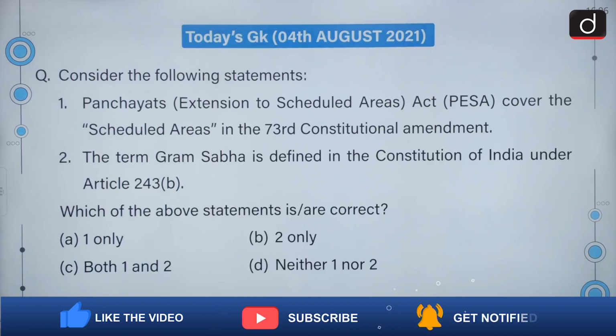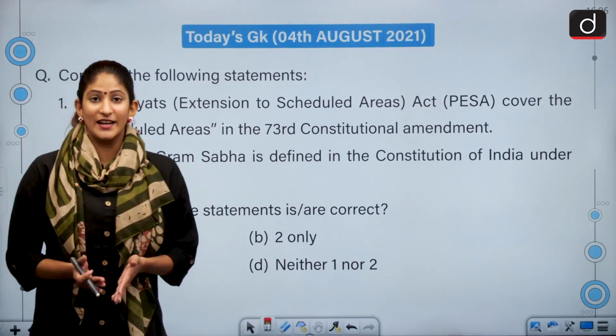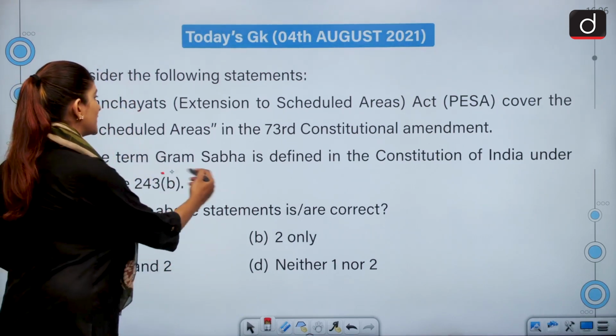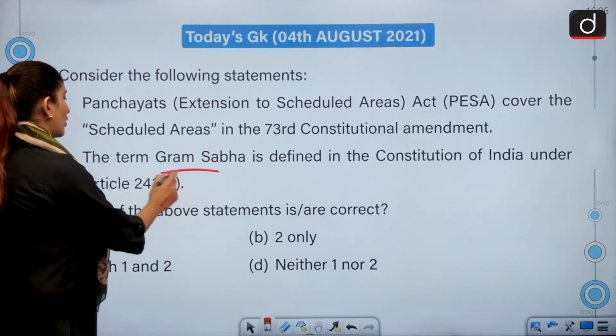Moving on, consider the following statements. Panchayats Extension to Scheduled Areas Act, that is PESA, covers these scheduled areas in the 73rd Constitutional Amendment, and the term Gram Sabha is defined in the Constitution of India under Article 243B. We have to select the correct statement. So, the second statement is correct, that the term Gram Sabha is defined in the Constitution of India under Article 243 Clause B.